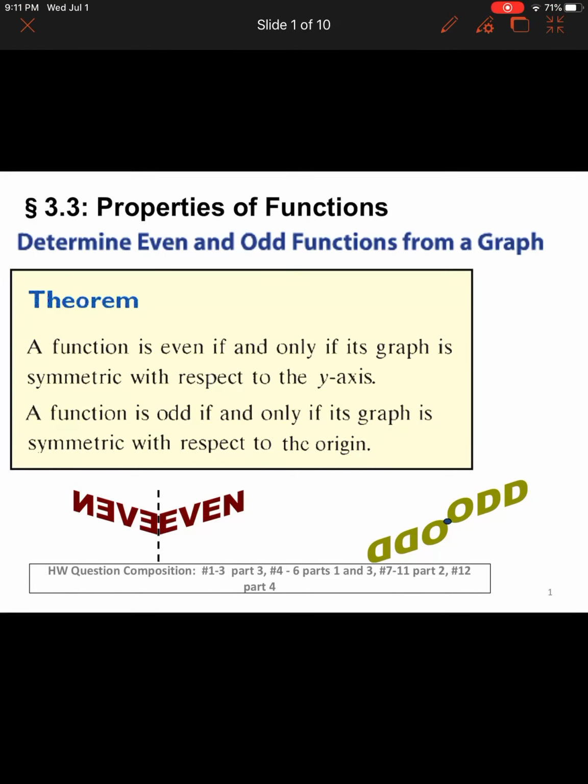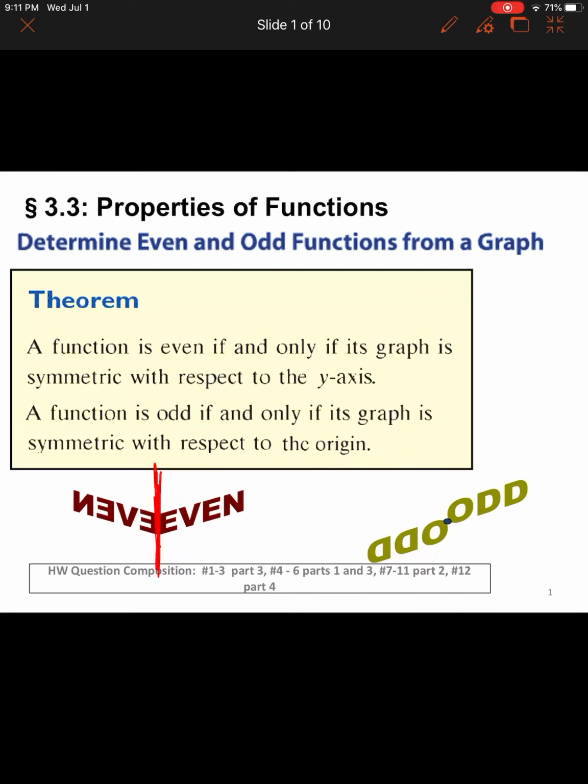We are back, and today we're going to be talking about properties of functions. To be more specific, even and odd functions, and determining whether or not a function is even or odd. So let's look at this right here. You see that red line?